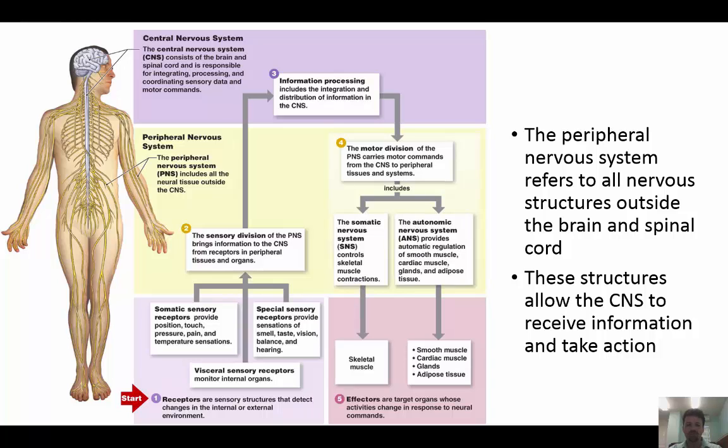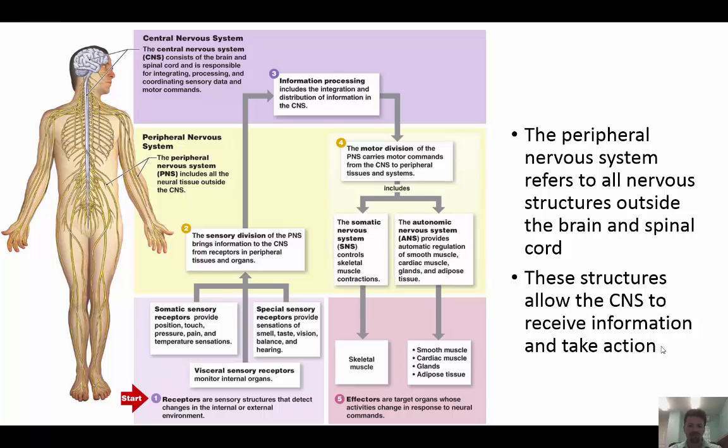And the peripheral nervous system refers to all the nervous structures that lie outside of the brain and the spinal cord. And these structures basically allow the CNS to receive sensory information. This sensory information is then processed within the central nervous system, and then commands are outputted to glands and muscles via the motor system. So let's just take some time to look at this slide and to follow the process that's being described on this slide.